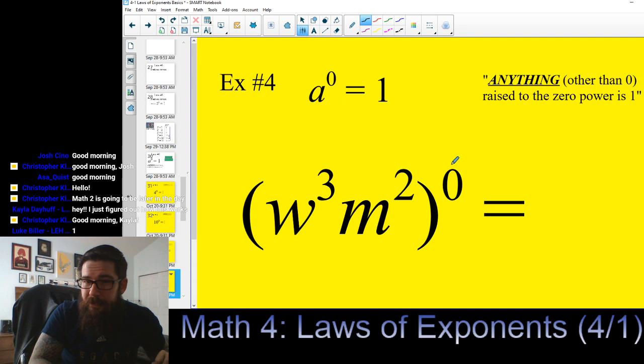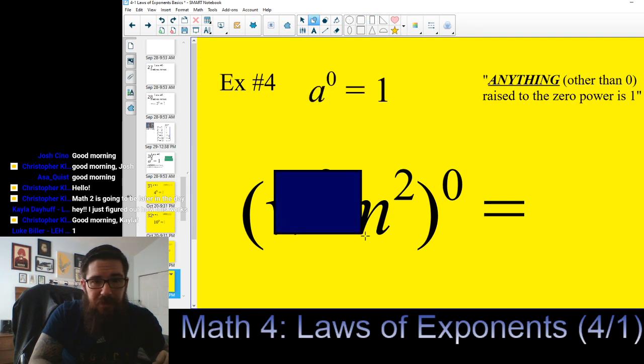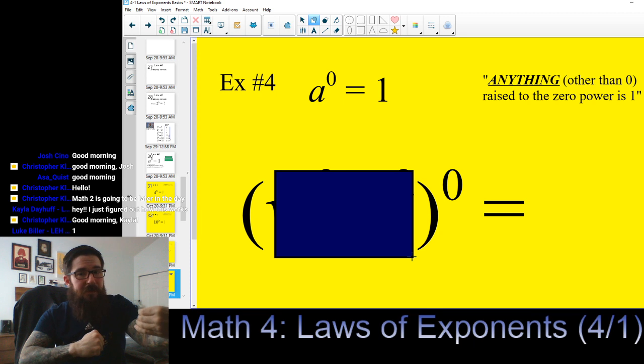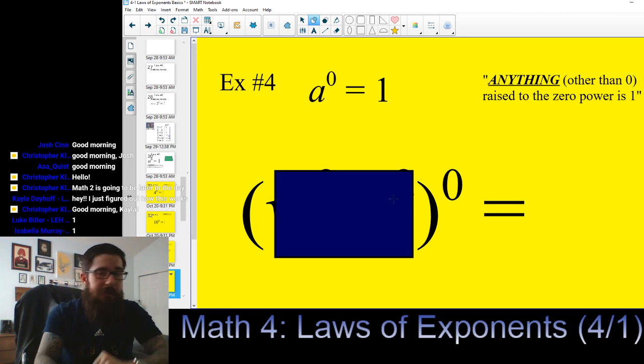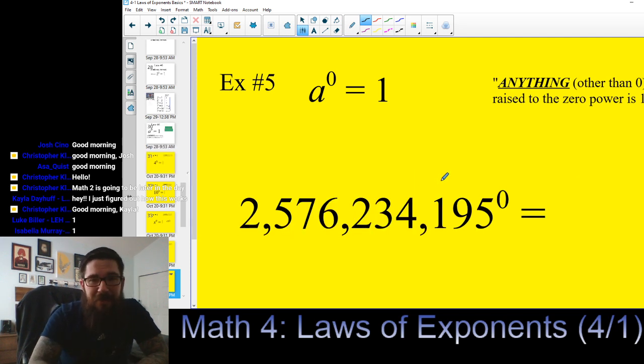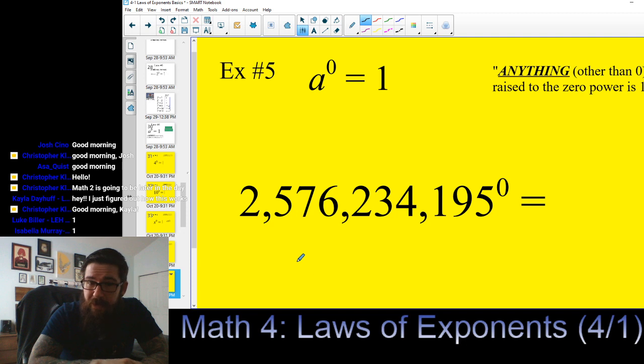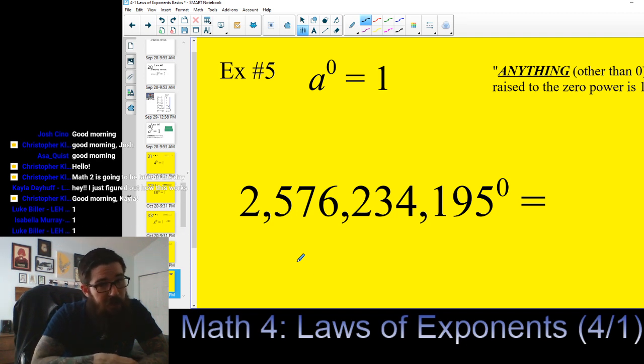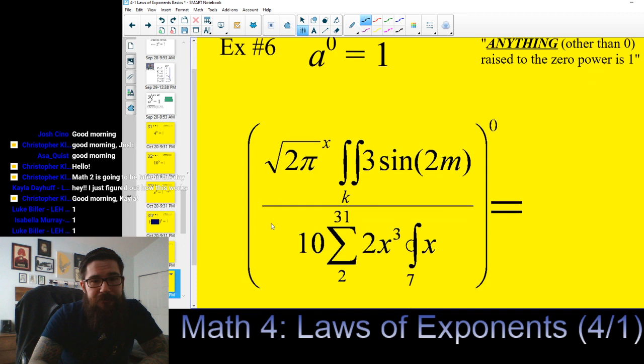You could start to basically take this 0 and apply it in here, but realize that right now, I'm just going to kind of draw a big old rectangle over this. It doesn't matter what's in here. You have something raised to the 0. What's that going to be? Yeah, Bella's got it. 1. I don't quite know the time delay on some of the YouTube stuff here, but I've got a little bit of participation. I like it. Thank you. What is 2,576,234,195 raised to the 0 power? 1. Nothing too crazy. Let's get wilder.